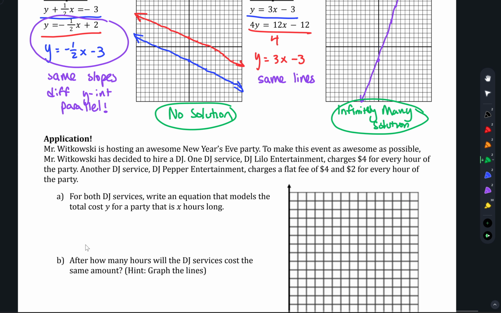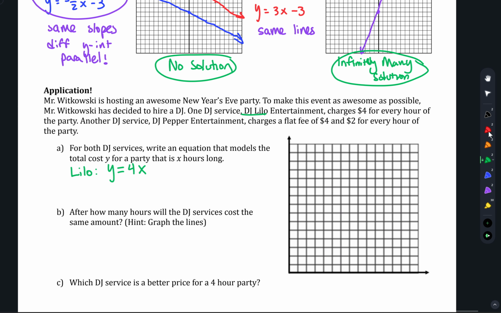What did my first equation for DJ Lilo look like? You set it up on the boards. What did it look like? Autumn. Perfect. 4x. There is no flat fee for DJ Lilo. And then what about DJ Pepper? Perfect. Any questions on that? So it was the same thing. We were graphing. We were making sure that they intersect somewhere, and that was our answer.